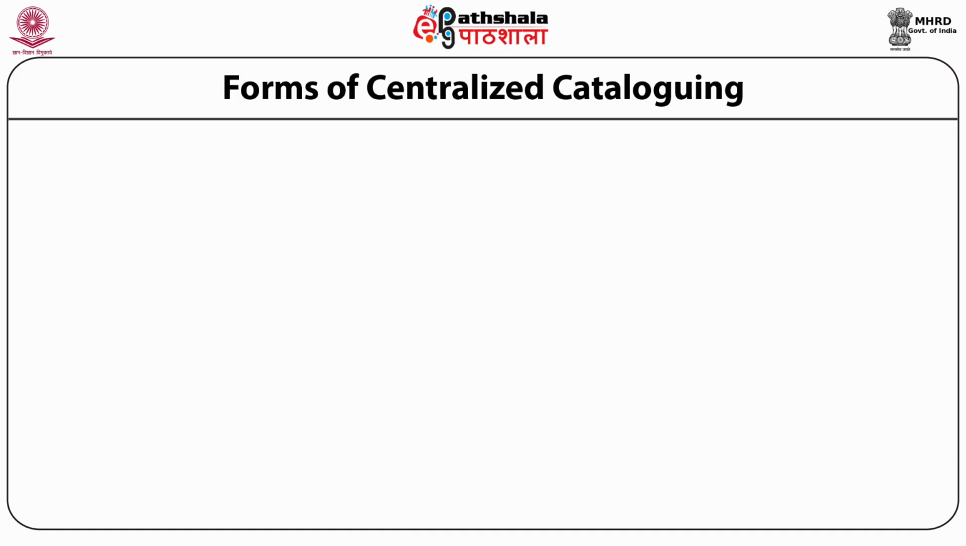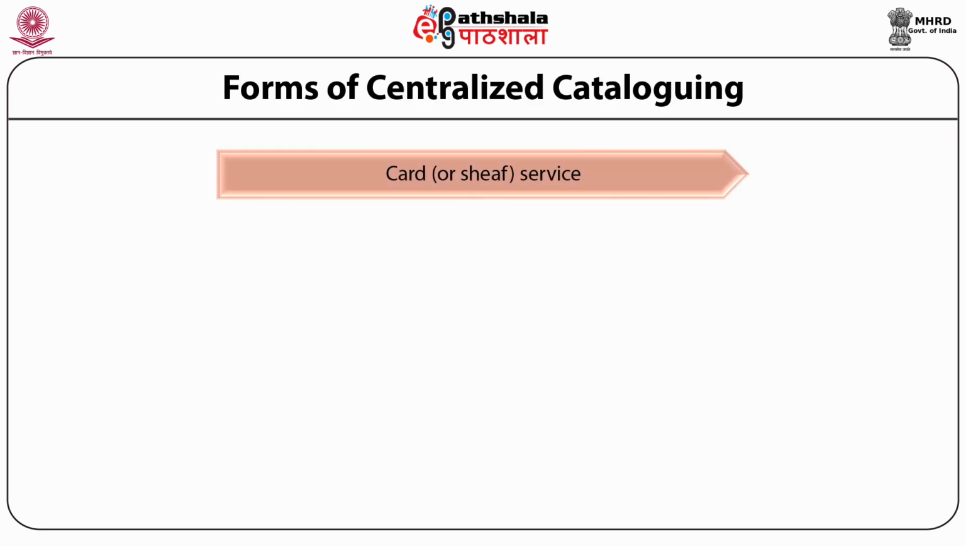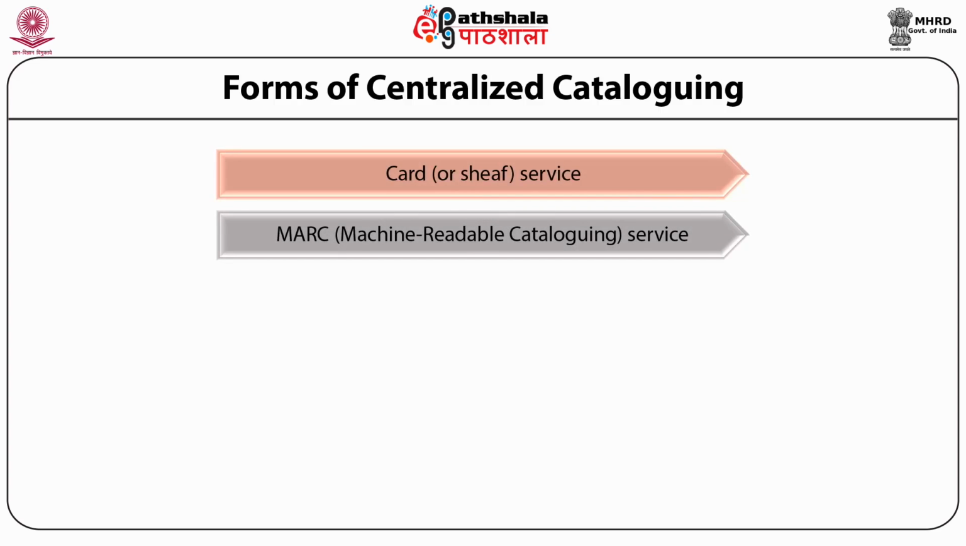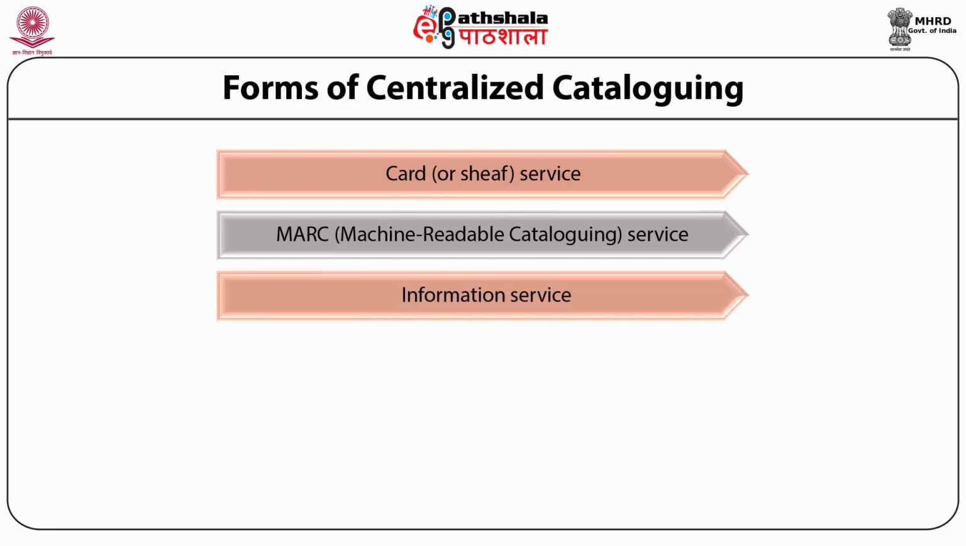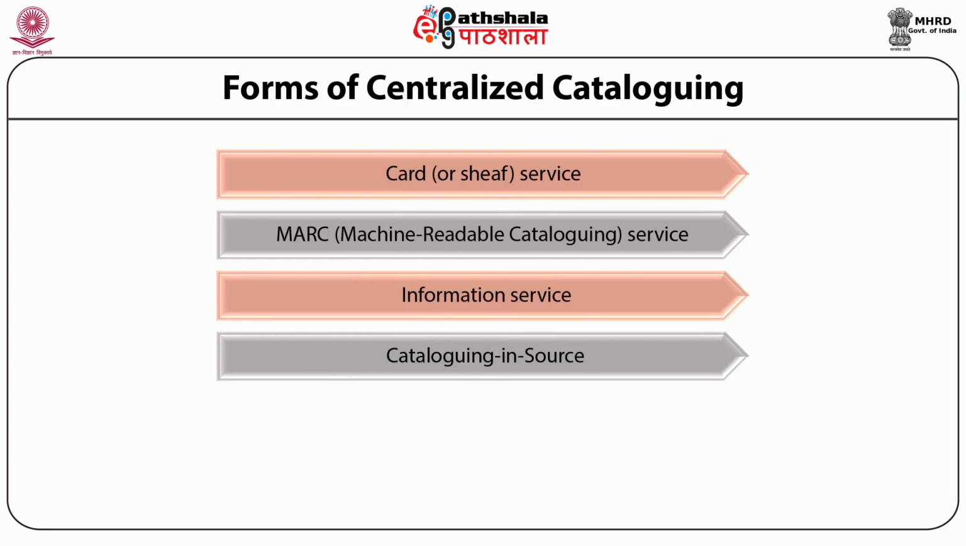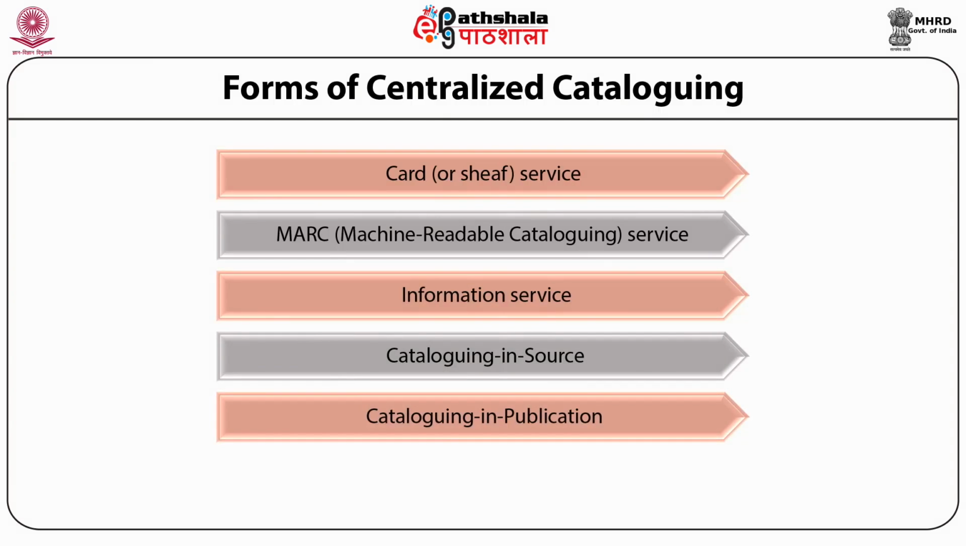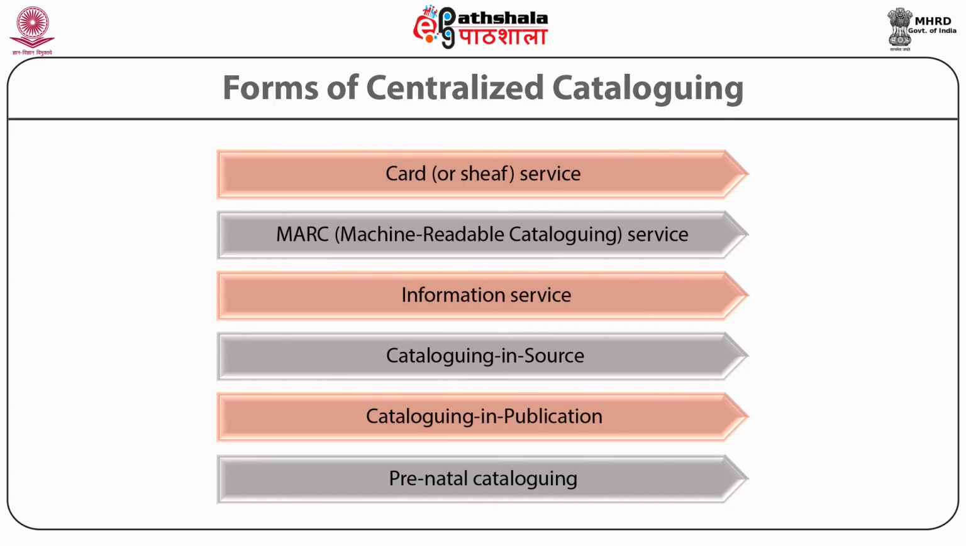Forms of centralized cataloging. There are few forms of centralized cataloging. They are as follows. First one is card or sheaf service. Second is MARC, machine readable cataloging service. Third is information service. Fourth is cataloging in source. Fifth is cataloging in publication. Sixth one is prenatal cataloging.